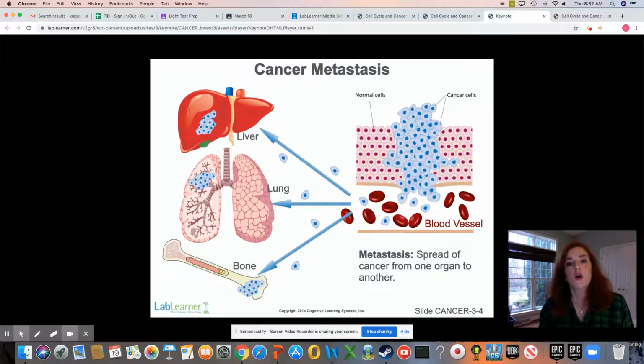Okay, so how do we get cancer in other places? Sometimes you'll hear, well, oh, they had lung cancer, they have breast cancer, and it metastasized to another area. What does that mean? Well, metastasis, spread of cancer from one organ to another. So what happens? A rogue cell, okay, one cell can break off from the tumor, and then the bloodstream will take that and deliver it to another part of the body, where then it starts to go through the cell cycle, dividing uncontrollably, okay, without any control measures in place in other parts of the body.